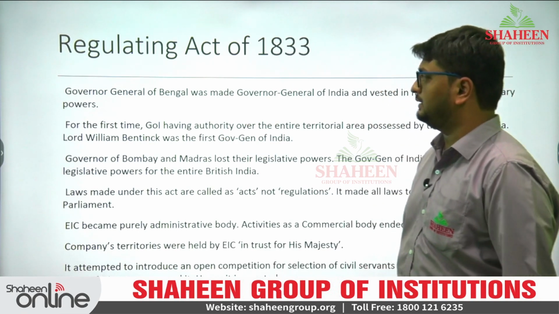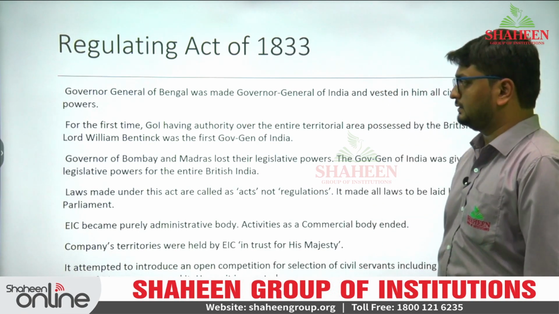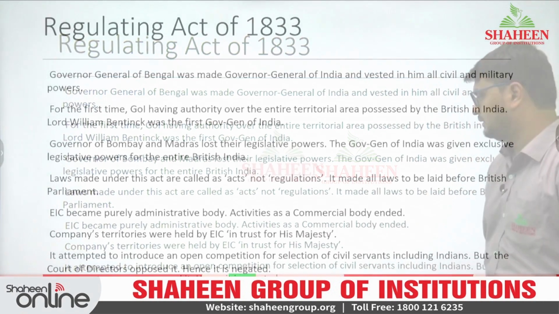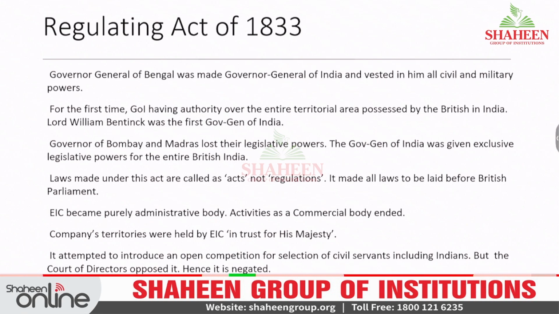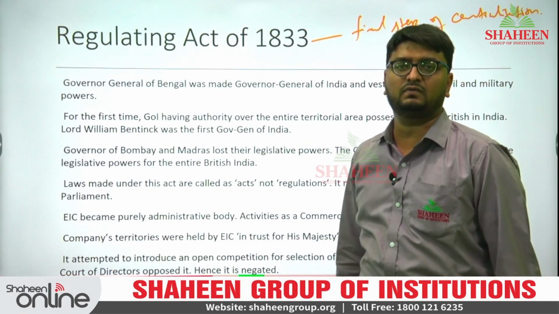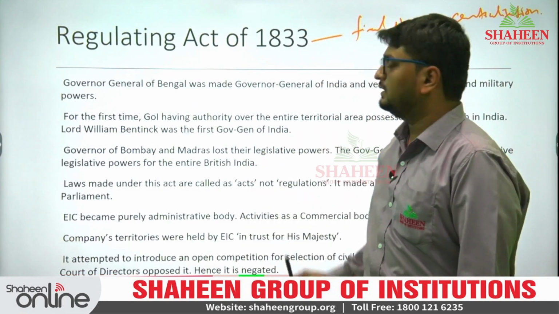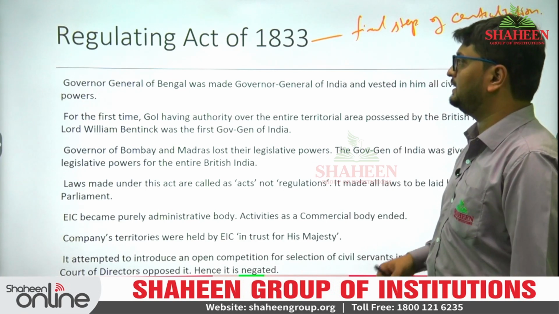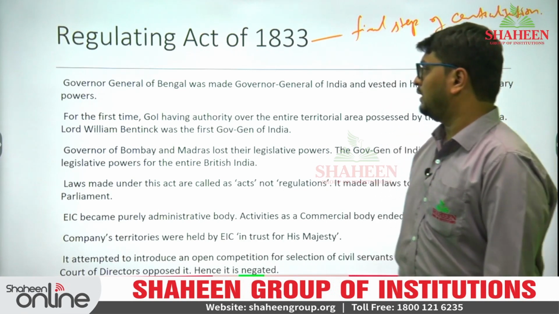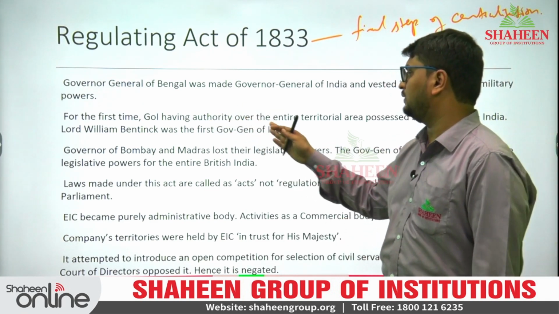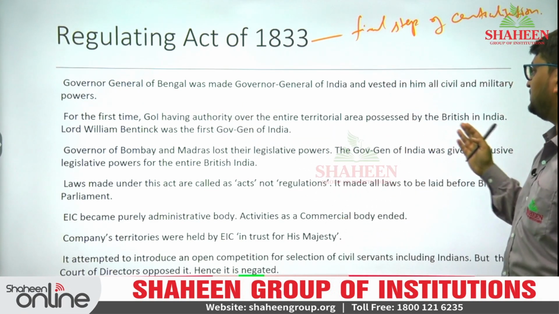Regulating Act of 1833. Let us go to this act. The Governor General of Bengal was made Governor General of India and vested in him all civil and military powers. So this was called the final step of centralization in India. The first step of centralization was Regulating Act of 1773 and the final step of centralization was Regulating Act of 1833. What happened here is the government of India having authority over the entire territory possessed by British in India.